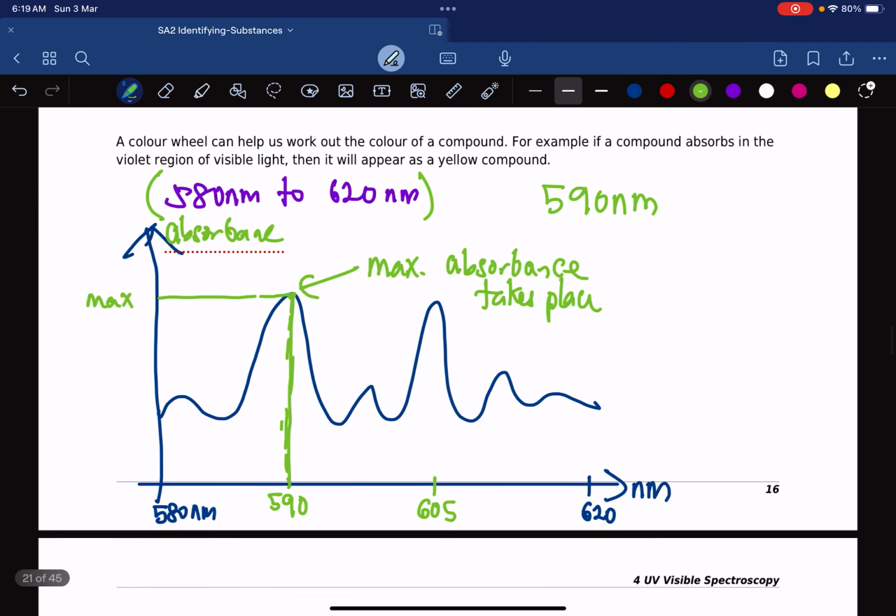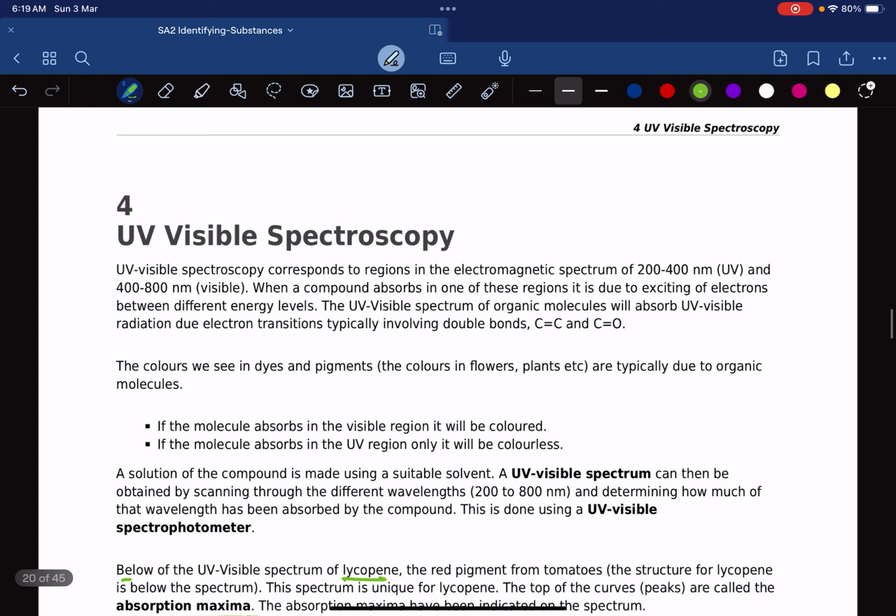Okay, so the idea here is this: let's say we are using UV visible spectroscopy. Now we're talking about UV visible spectroscopy. If we use UV visible spectroscopy, UV means that we are actually starting at 200 nanometers to 400 nanometers. Okay, this is UV, and then from 400 all the way to 800 nanometers, this will be visible.